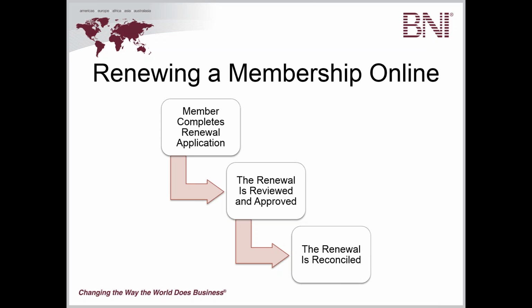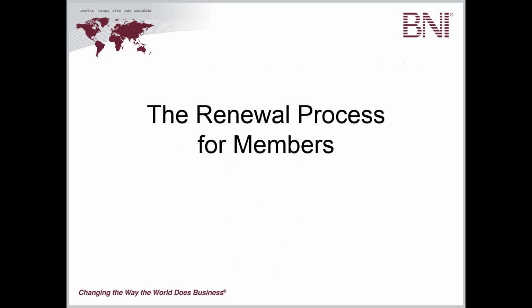So keep in mind, this is not an online voting process for the approval. It is just a means of the VP recording the decision electronically. And then the final step of this process is that the regional office is notified that these have been done, and they reconcile the payment, whether that's cashing the check or making sure that the credit card went through. All right, so let's take a look at how this process works.